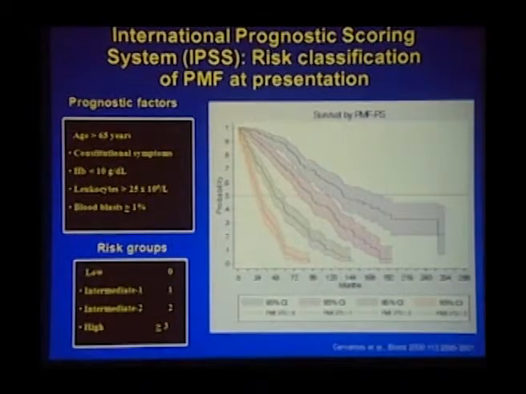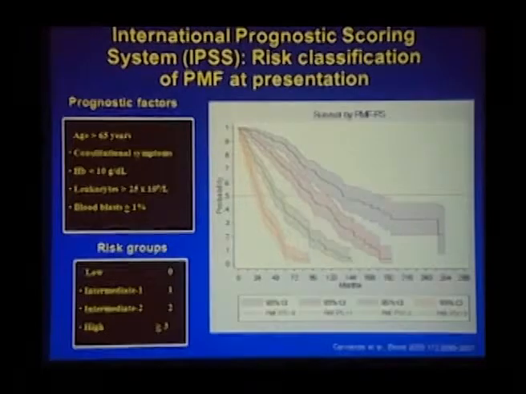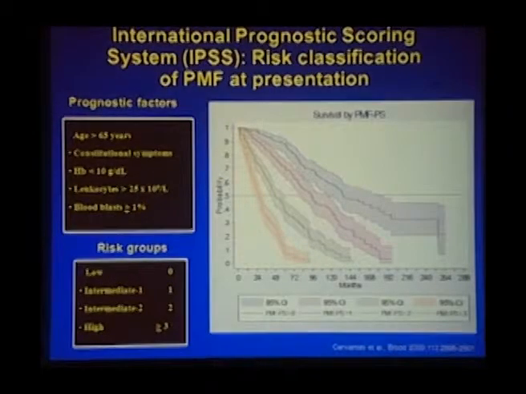For example, you would have a patient that has none of these factors. That is a low-risk patient, and on the graph, that would be the curve most to the right, the longest survival, about 11 years. Let's say you have a patient who is 60 years of age, has relatively good counts, no anemia, leukocytosis is not present, no blasts, but has bad night sweating and weight loss. Because of these constitutional symptoms, the patient's survival is shorter, about 3 years. This would be the intermediate 1 group.